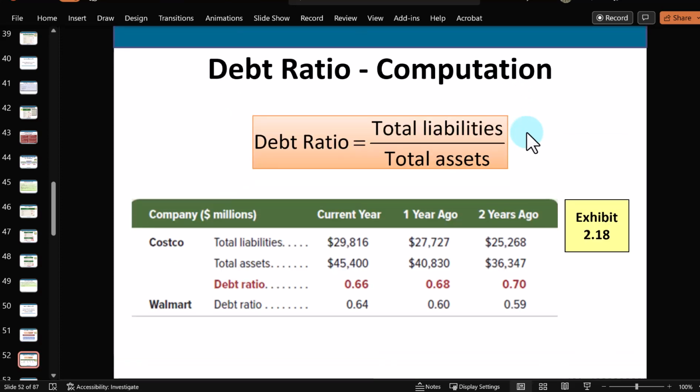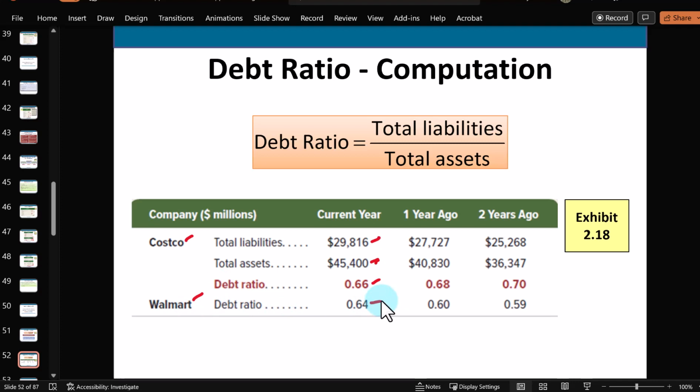So here are some examples for some well-known companies like Costco and Walmart. In the case of Costco, here are their liabilities in millions of dollars, divided by the assets in millions of dollars. And here's their debt ratio. The way to read this is, for every $1 of assets, the company has borrowed 66 cents of liabilities. Or for a company like Walmart, the ratio is a little bit smaller.